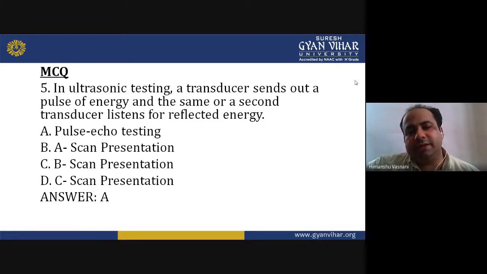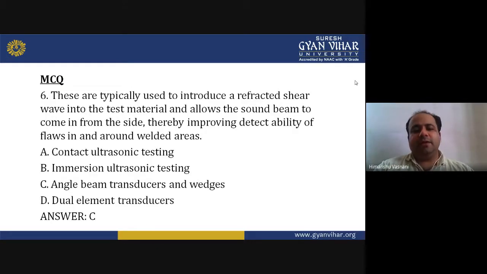In ultrasonic testing, a transducer sends out a pulse of energy and the same or a second transducer listens for reflected energy. What do we call this? In the starting of the MCQs, I told you about this. This is pulse echo testing. The word echo is there, which means energy is sent and the reflected energy is gained. So if you understand the statement very well, then pulse echo testing will automatically be the answer. Understand the statement and then try to interpret.